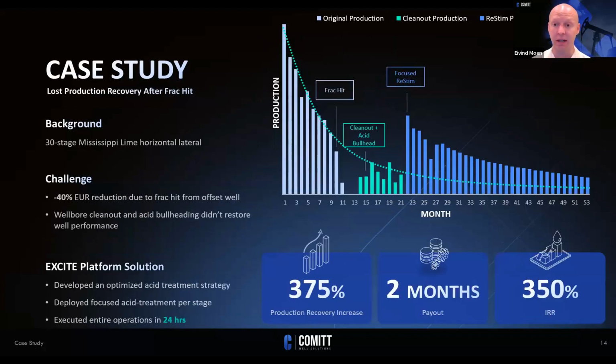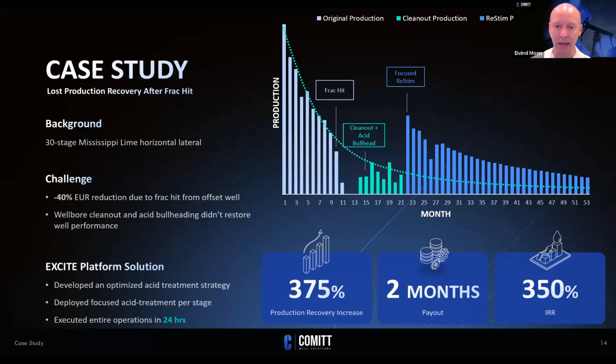Fracture-driven interaction is another big issue right now in our industry, and I think this is an example of this, where a wellbore was frac hit after about 10 months or so of production. In this case, our client cleaned out the wellbore and bullheaded some acid in to try to revive production. And production is kind of working its way back, but they're estimating here we're losing about 40% of EUR from that frac hit. And in this case, this is a 30-stage 1 mile lateral.